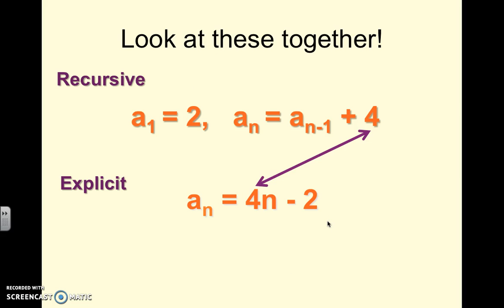Okay, look at these two formulas together. Our recursive formula was a sub 1 equals 2, and a sub n equals a sub n minus 1 plus 4. Our explicit formula was a sub n equals 4n minus 2. The only thing that these two things have in common is that the common difference will be located as a plus or a minus here, and what appears to be the slope of the line here. Those are the only things that those two have in common. It's a coincidence that there's 2's in both of them.